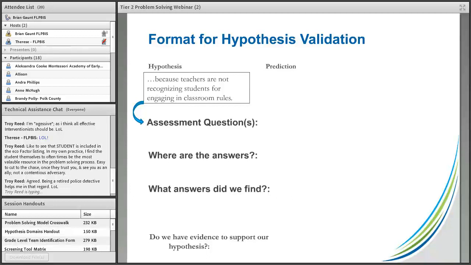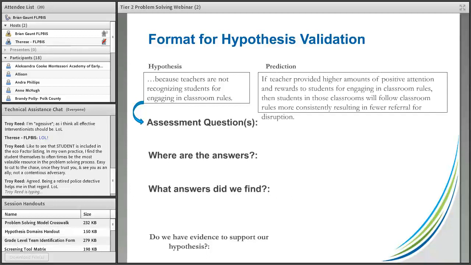So now we can turn that into a prediction statement and get a sense of whether or not this is alterable. And so if we say, if teachers did provide higher amounts of positive attention and rewards to students for engaging in those classroom rules, then students in those classrooms will follow the classroom rules more consistently, resulting in fewer referrals for disruption. At that point, we can say, you know what, A, that sounds relevant, B, it's alterable, and C, I think that's something that we could certainly work on. Well, let's first make sure it's valid before we build a plan on that.